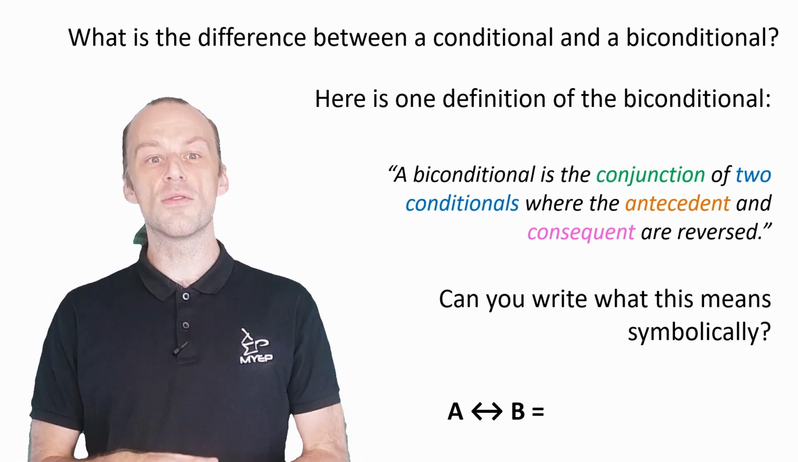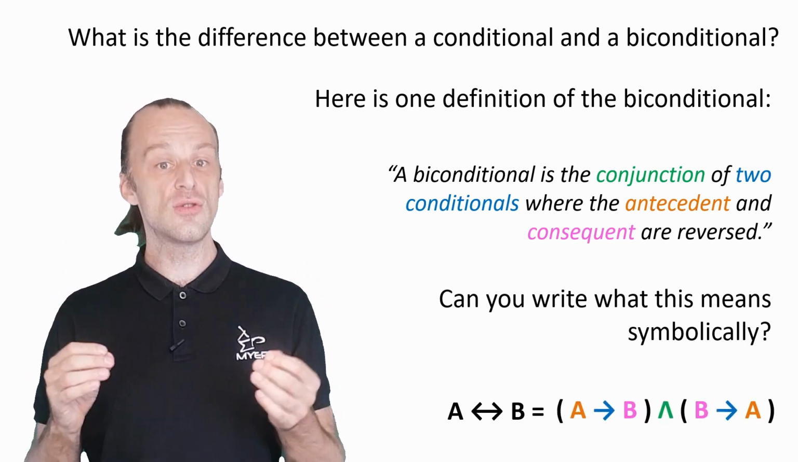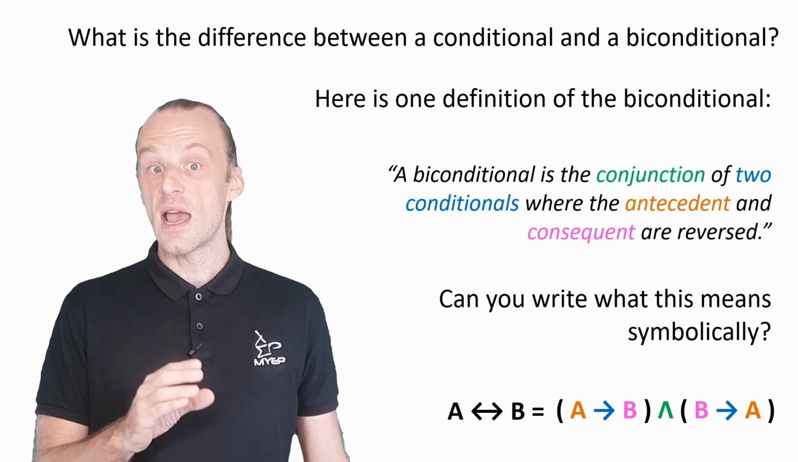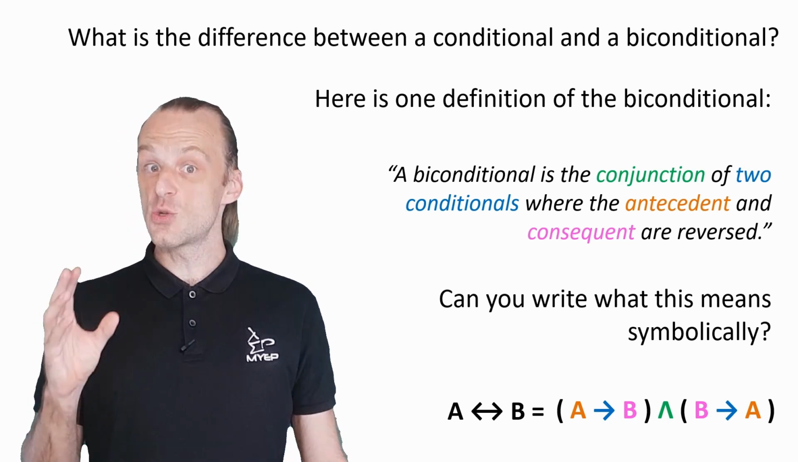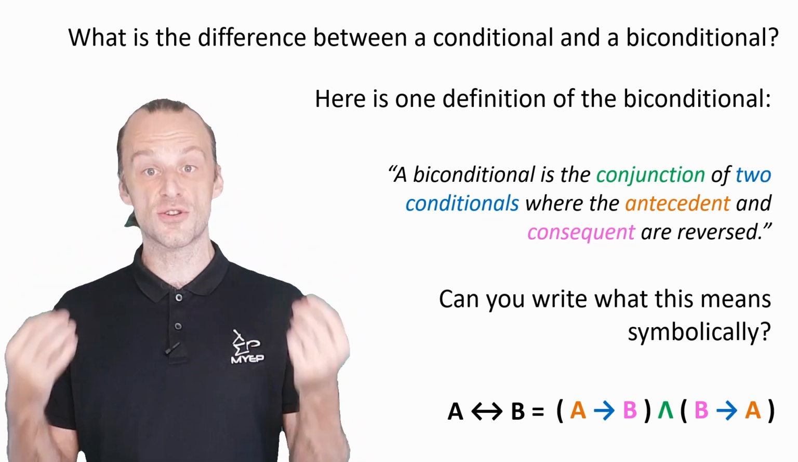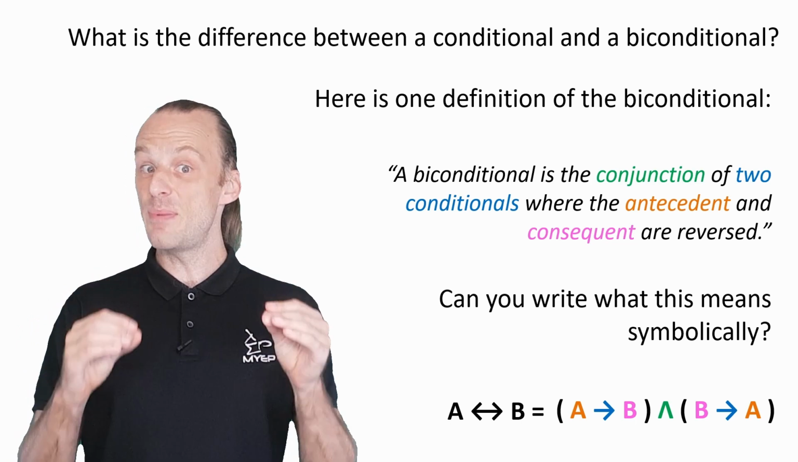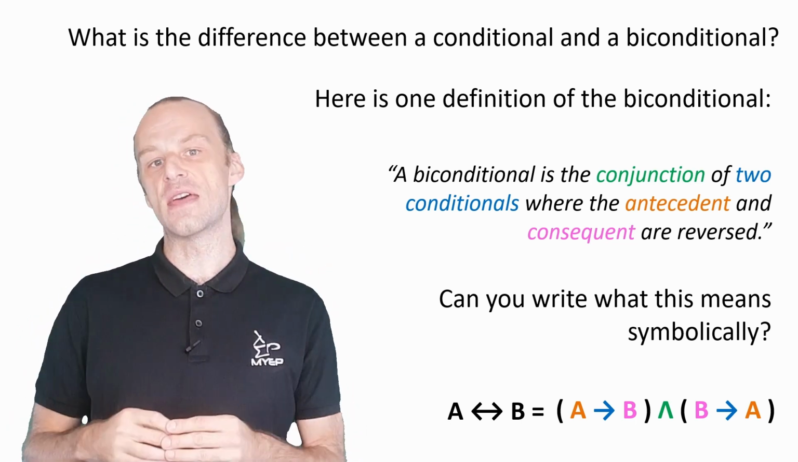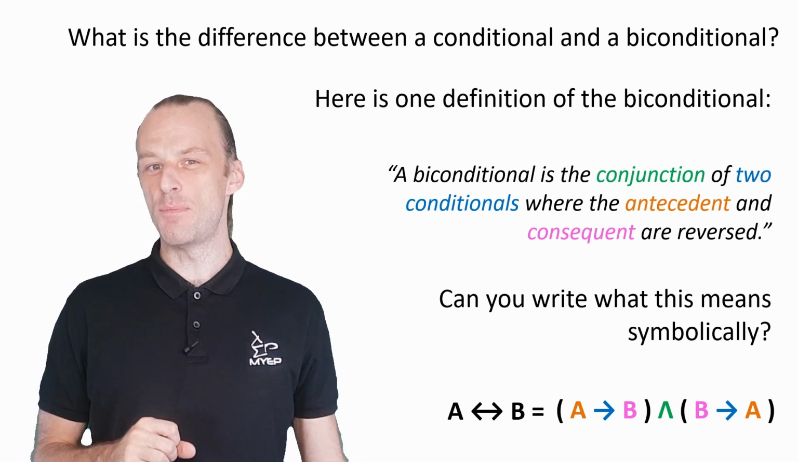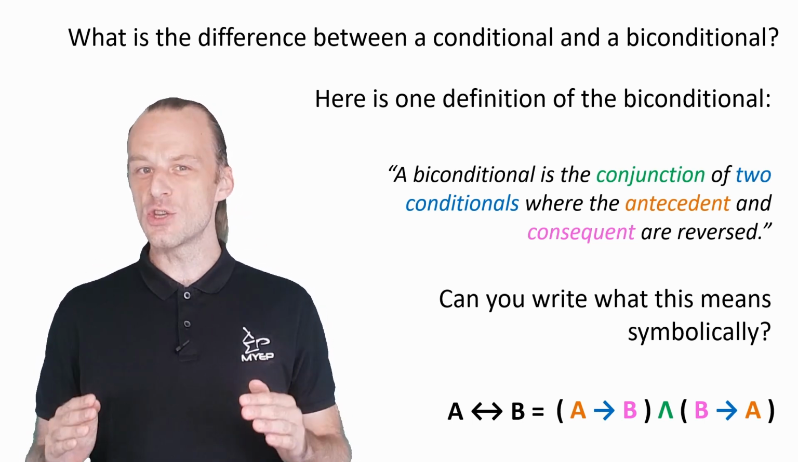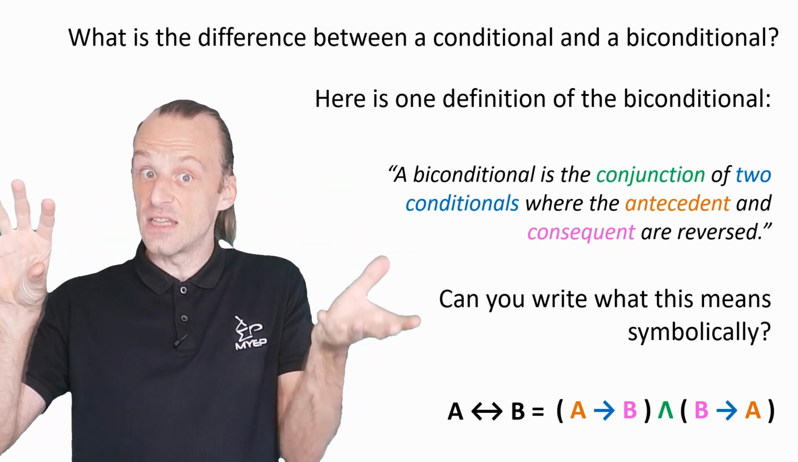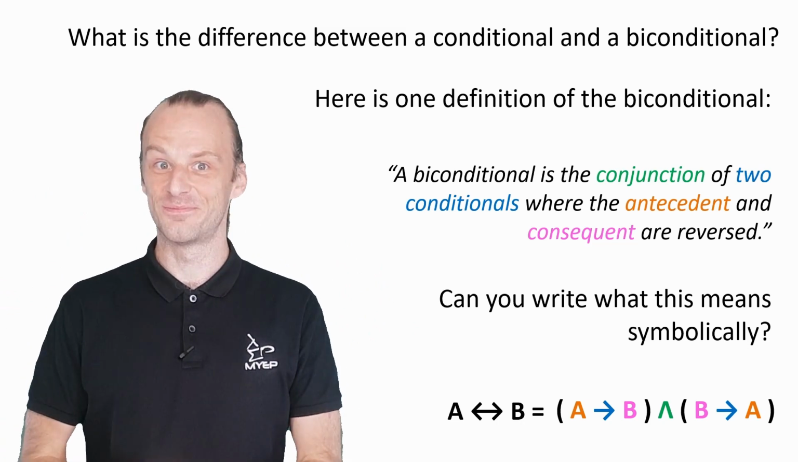I can show you now that it is this. We have two conditionals with reversed statements. If we have A then B, and we have B then A, between them we put the conjunction, so we're essentially saying that both conditionals are true together. If A then B and if B then A are both true. Now, see if the definition makes a bit more sense. The biconditional is the conjunction of two conditionals where the antecedent and the consequent are reversed.